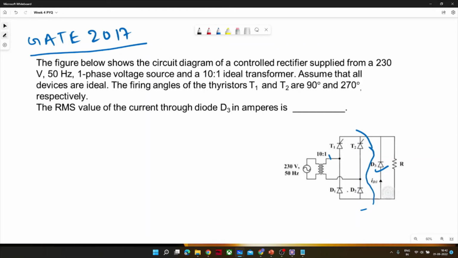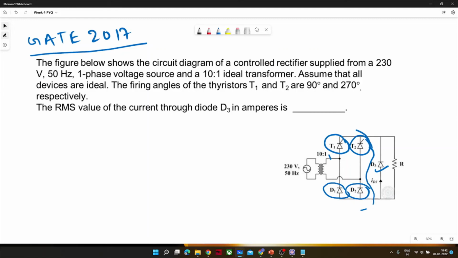Why asymmetric? Because it has two diodes, and diodes are known as uncontrolled switches, and thyristors are known as controlled or semi-controlled switches, because we can control the turn on of a thyristor, but we cannot control the turn off of a thyristor. That's why we use a lot of commutation circuits. So that's the thing here.